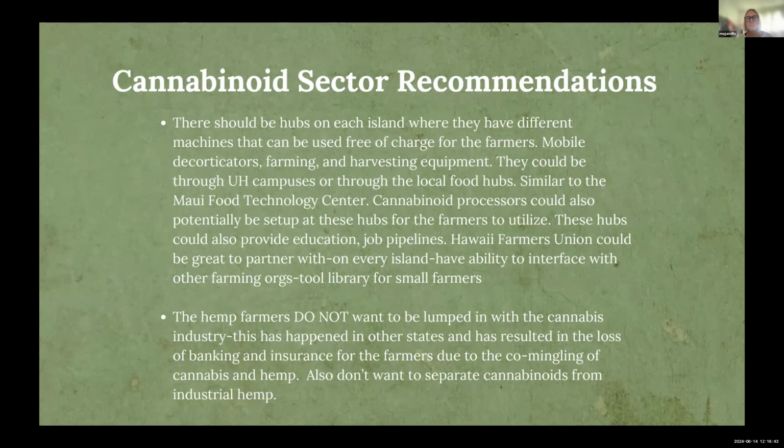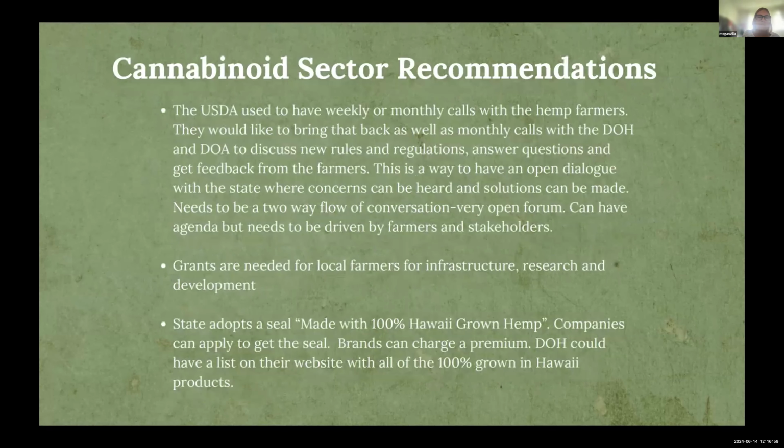Another thing that came up many times in conversations, the hemp farmers do not want to be lumped in with the cannabis industry. They said that this has happened in other states and has resulted in the loss of banking and insurance for the farmers due to the commingling of cannabis and hemp. They also don't want to separate cannabinoids from industrial hemp. This I said earlier, but again, they'd like to have more conversations with the DOH, DOA, USDA, so that they can voice their concerns.